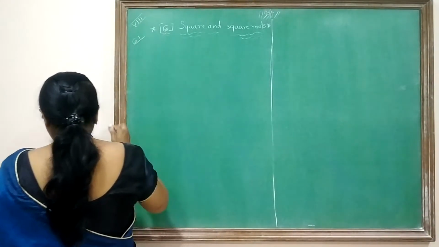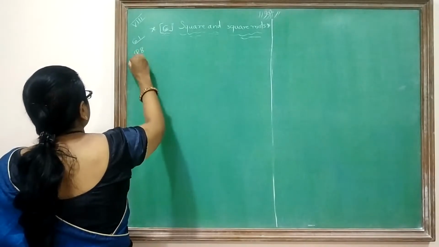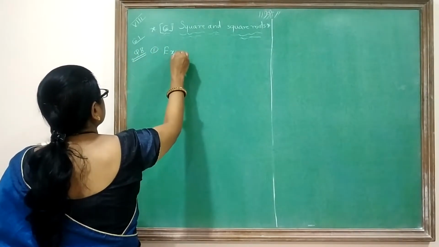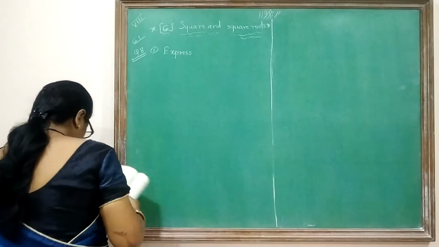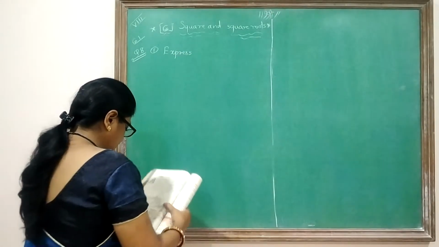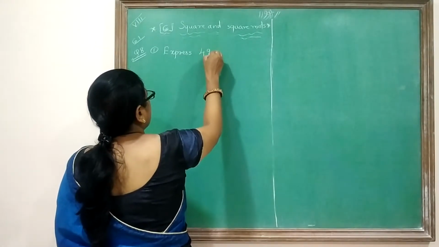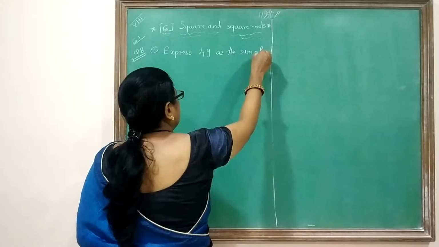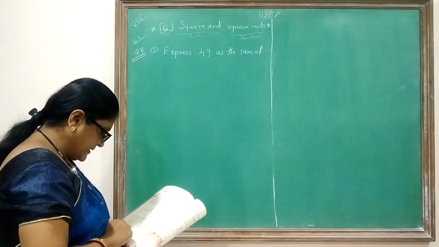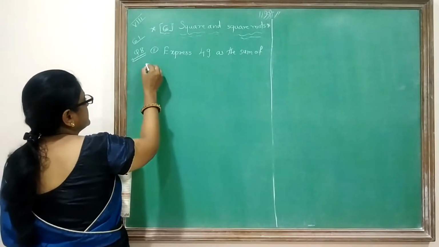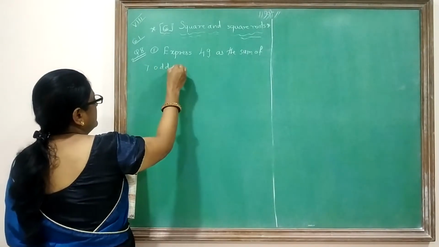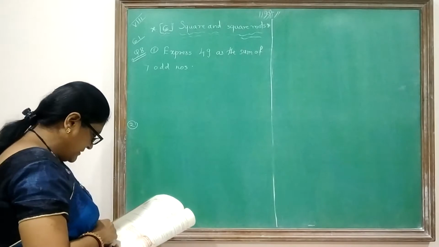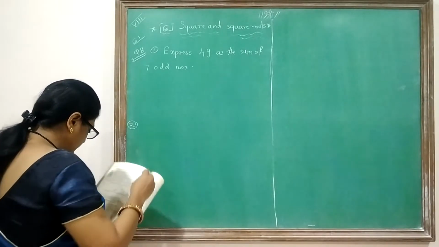Next example is question number 8. First, express 49 as the sum of seven odd numbers. And your second question is: express 121 as the sum of 11 odd numbers.